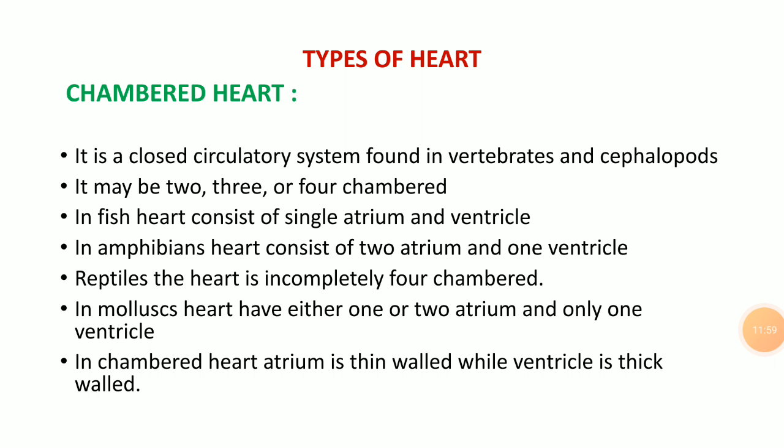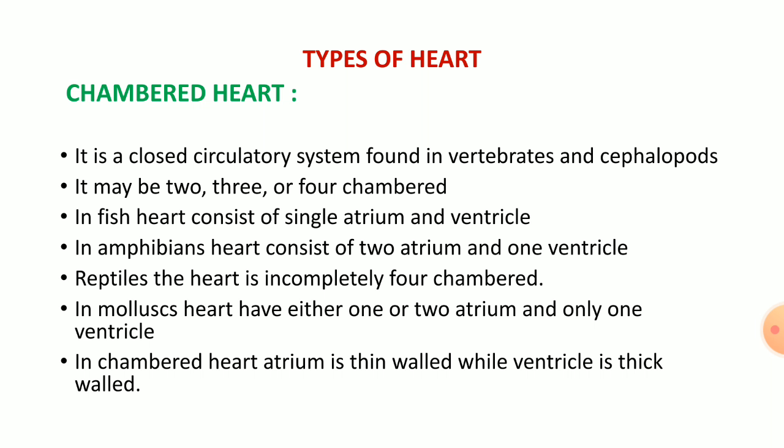Then move on to the next section, types of heart. The first one is chambered heart. It is a closed circulatory system found in vertebrates and cephalopods. It may be 2, 3 or 4 chambered. In fish, the heart consists of a single atrium and ventricle. In amphibians, the heart consists of 2 atria and 1 ventricle. That is, it is a 3-chambered heart.